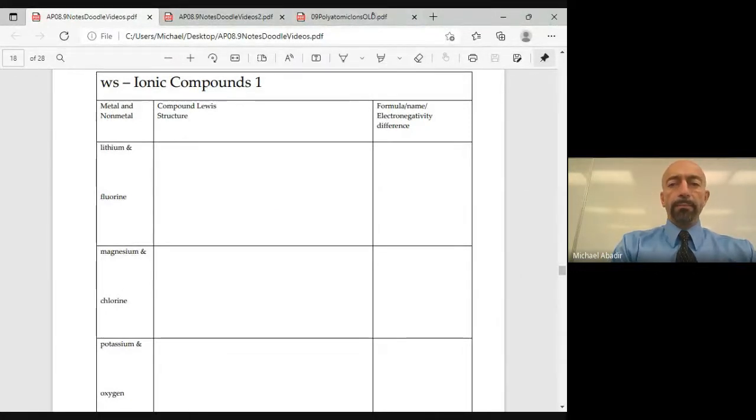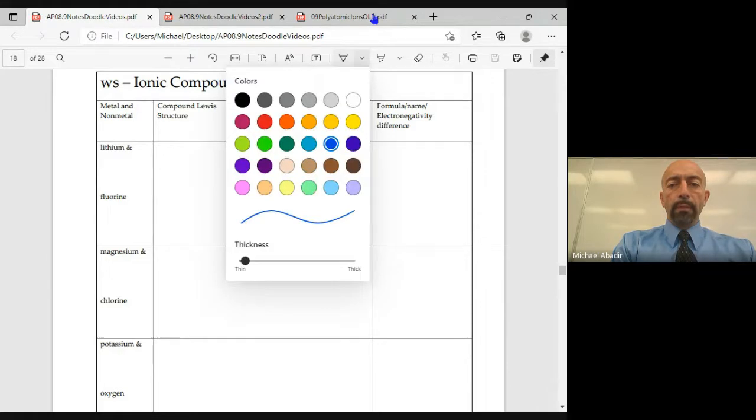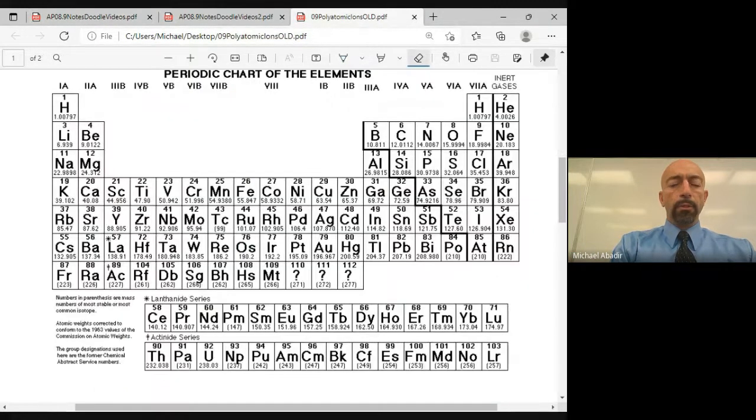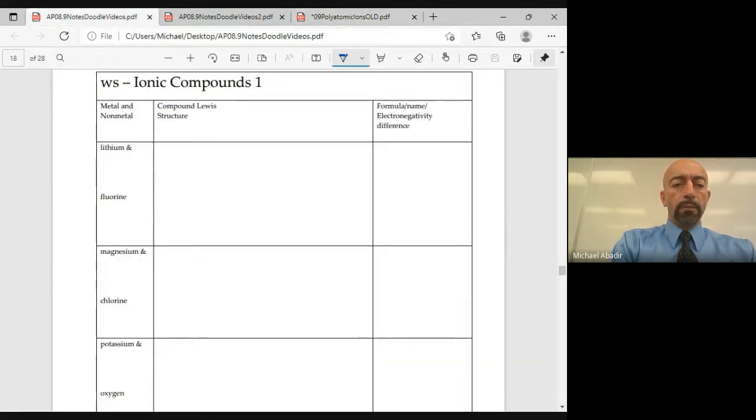So magnesium, Mg, is in group 2. You can see right here. So it's going to have 2 valence electrons. And chlorine is in group 7. So it's going to have 7 valence electrons. So if you were going to draw a magnesium, it would go with 2 dots. And then if you drew a chlorine, it would have 7 dots.